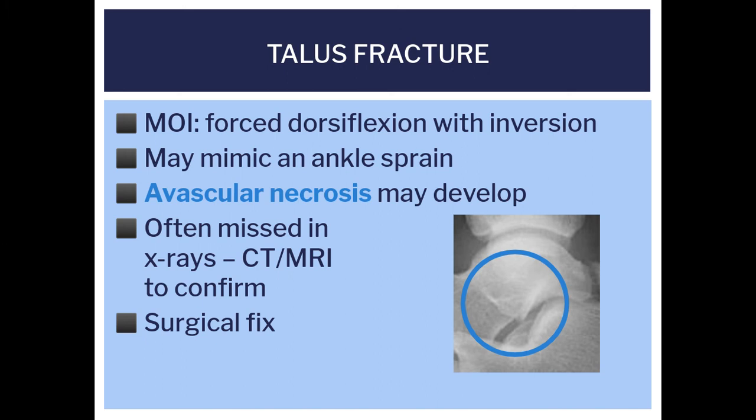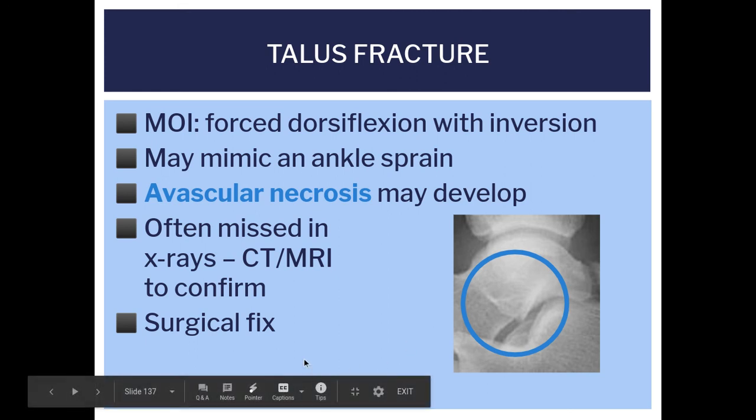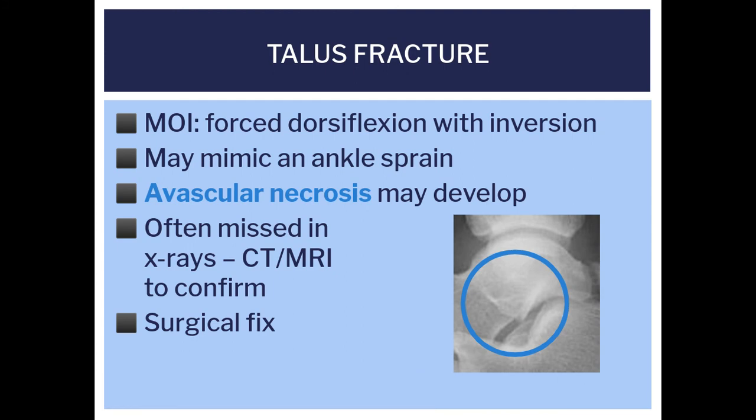And then this type of fracture sometimes we miss on x-rays. So they usually will need to use a CT scan or an MRI to confirm. And then again, depending on the severity, it might require a surgical fix. And the biggest reason why it requires a surgical fix is just because of the likelihood of the avascular necrosis to develop.